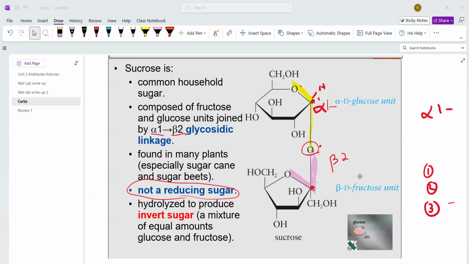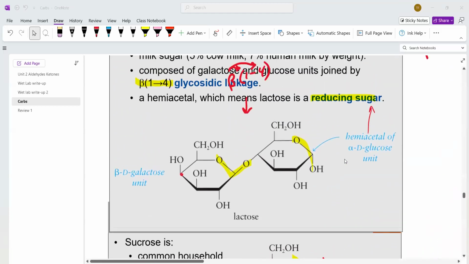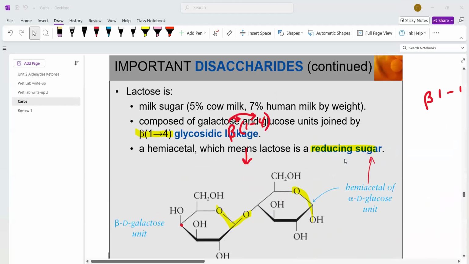Okay, so I want to start with a little review from last time. I'm going to go over a couple of disaccharides, and I'll talk about how they're built and whether they were reducing sugar or not. On disaccharides and oligosaccharides and polysaccharides, the linkage is as important as the actual monomers.